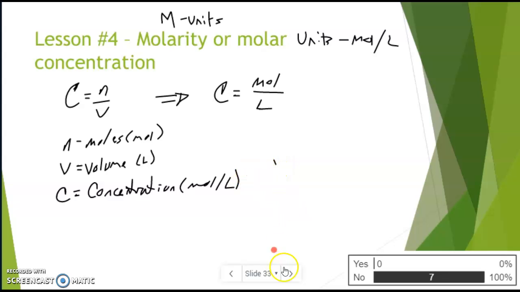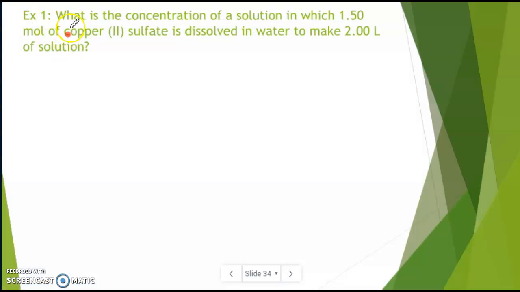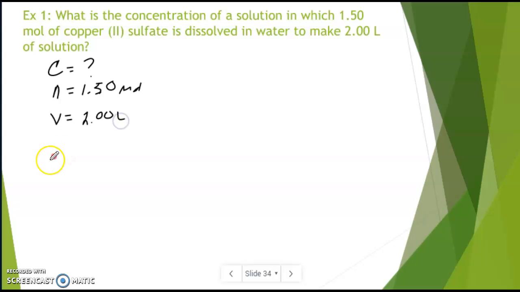So let's look at our first example and how this works. What is the concentration of a solution in which 1.5 moles of copper(II) sulfate is dissolved in water to make 2 liters of solution? Same thing we do for all our calculations: we write out what we know. The concentration is our unknown, so C is our question mark. We have our N value, which is 1.50 moles, and a volume of 2.00 liters.